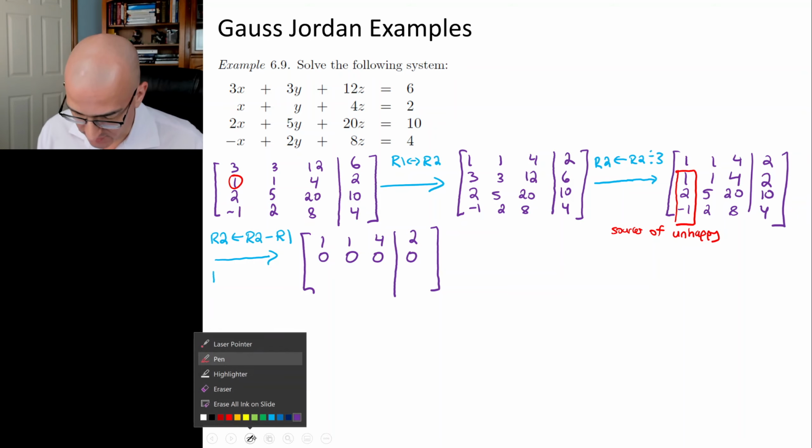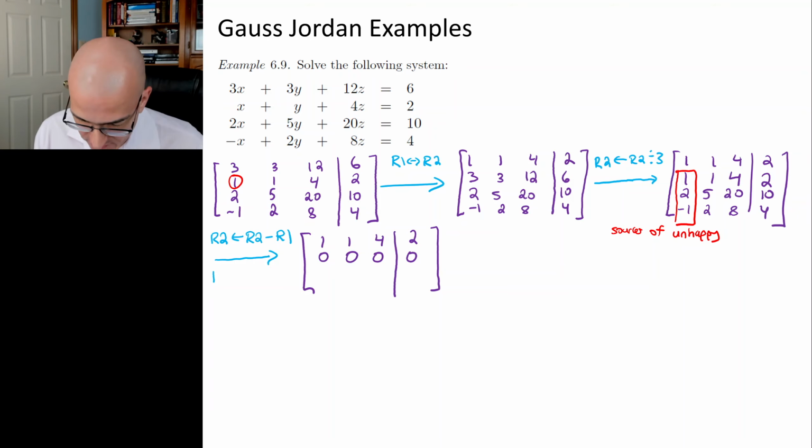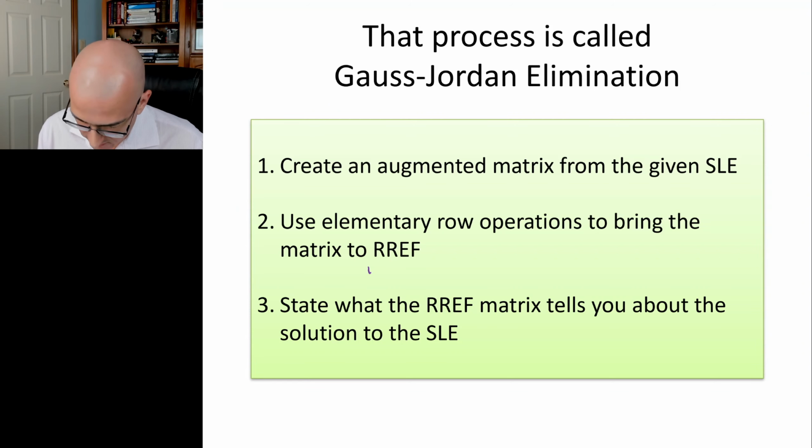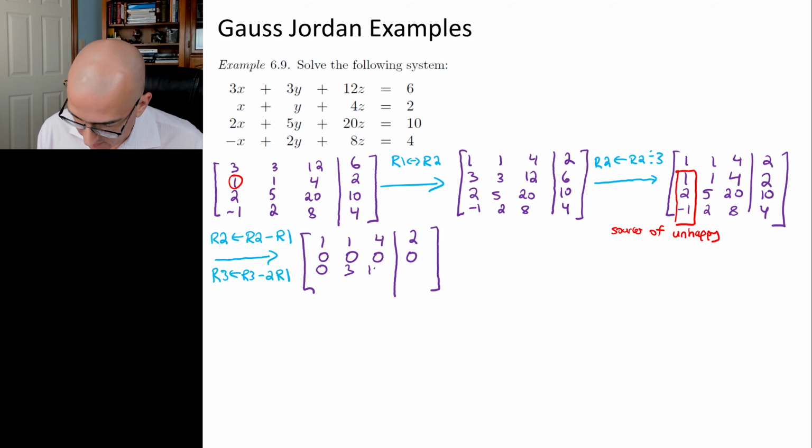Now the next thing we're going to do is replace row 3 with row 3 minus 2 row 1. So we have 2 minus 2 times 1, which is 0. 5 minus 2 times 1, which is 3. 20 minus 2 times 4, so 20 minus 8, which is 12. Uh-oh, don't go there, I'm not done. And then 10 minus 2 times 2, so 10 minus 4, which is 6.